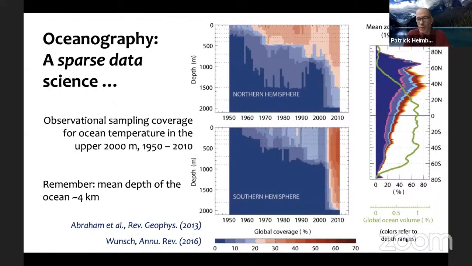Also, if we look at the distribution of observations as a function of latitude, which is shown here in the right panel, we see that there is a mismatch between coverage in terms of percentage and the percentage of ocean volume as a function of latitude. This is from a review paper by Abraham et al. 2013.